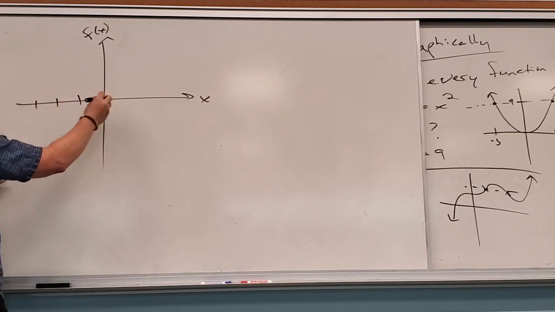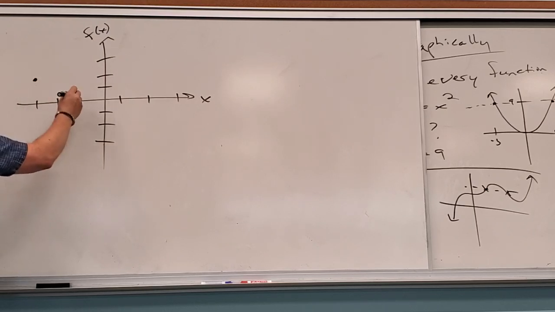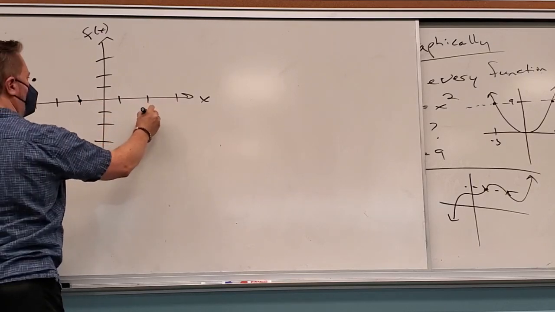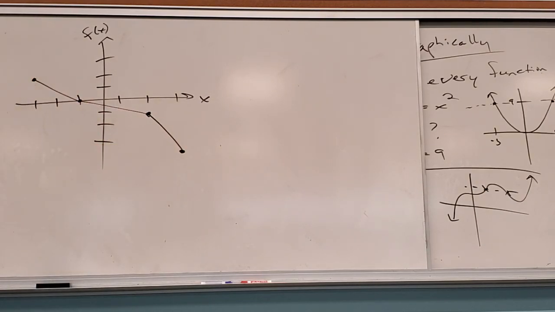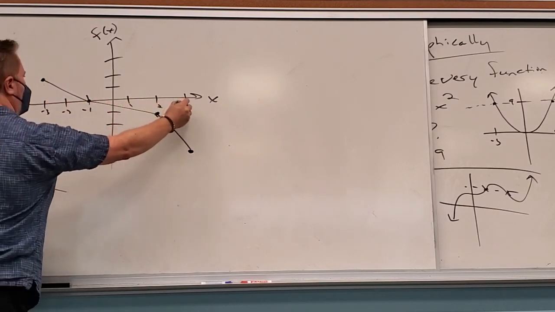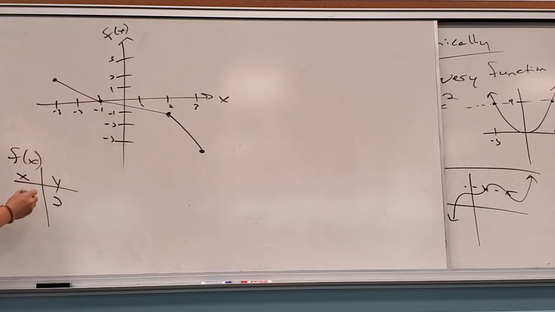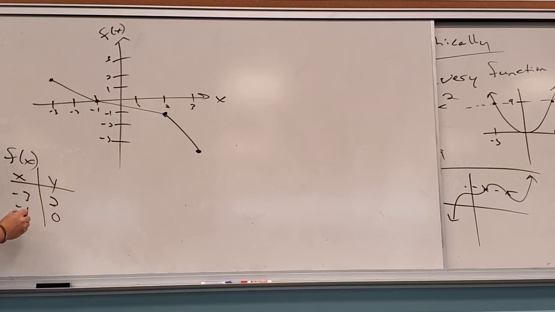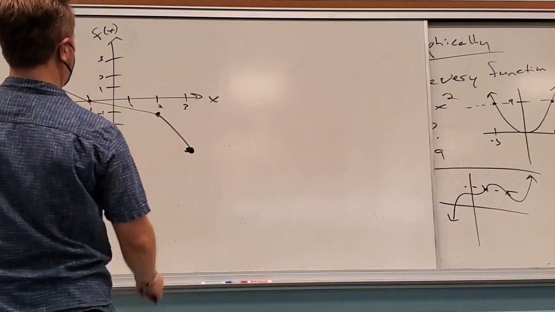So let's do this. I'm going to make up a function. So that is my f of x. Can you make a table of values for me from what I've put up there? Give me one point. What's this point? Negative 3, 2. Negative 1, 0. 2, negative 1. 3, negative 3, sorry. Everything always gets out of whack when I'm right up on the graph.